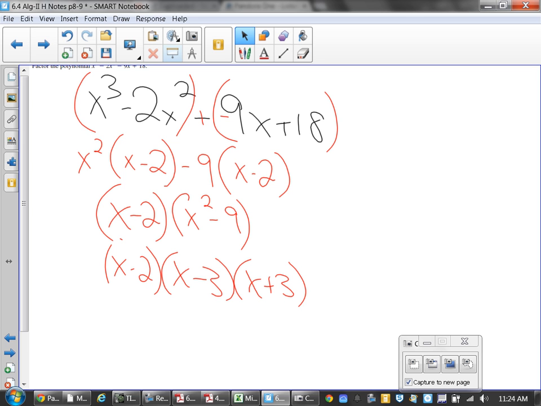Now, if it was x squared plus 9, would you be done? Yes. So now think about this. What would change? You'd solve, right? x equals 2, x equals 3.